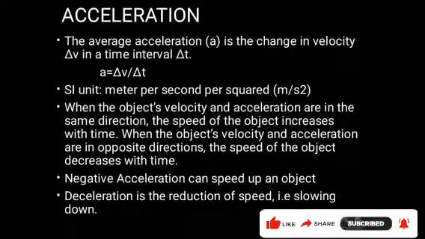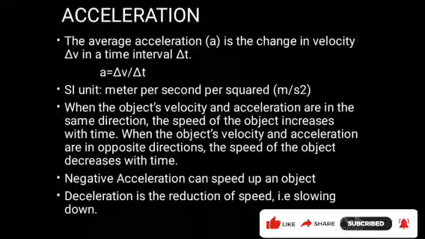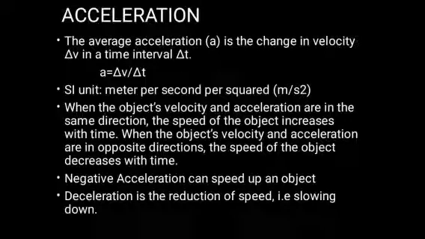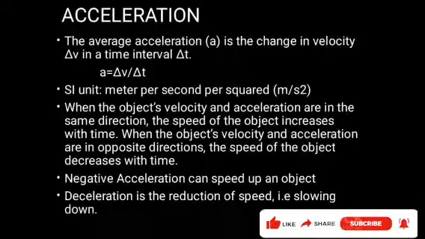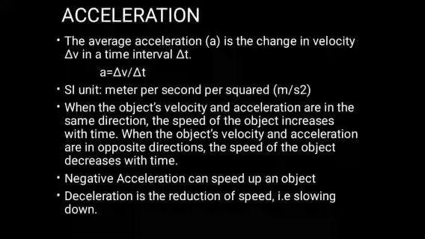Acceleration. The average acceleration of an object is the change in velocity of the object in a time interval. That is, the formula is change in velocity over change in time. The SI unit for average acceleration is meter per second square. We have both positive acceleration and negative acceleration, but I want you to note that deceleration is not negative acceleration.